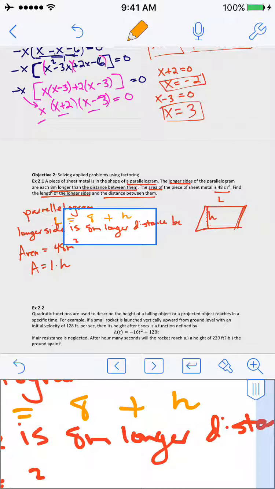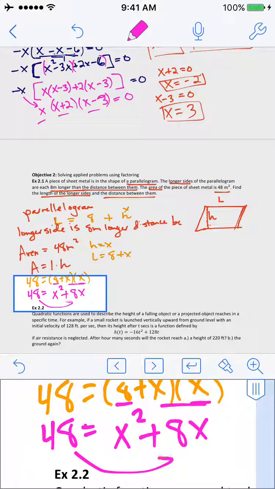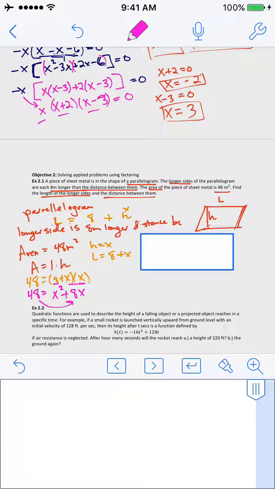Well, this is kind of hard to solve as it is, so why don't we go ahead and get rid of the parentheses on this side. We end up with 48 is equal to, let's see, x squared plus 8x. I just put them in order. Then we'll subtract that to the other side. x squared plus 8x minus 48 is equal to 0. And yeah, I put the 0 on the other side, but big whoop, right? Now it looks a lot like what we've been doing today.